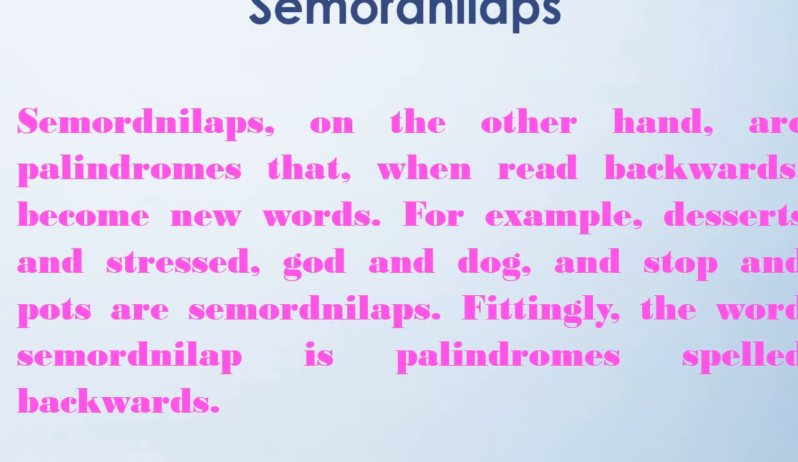And here we come to semordnilaps. Semordnilaps are the palindromes that, when read backwards, become new words. For example, deserts and stressed, god and dog, stop and pots. Fittingly, the word semordnilap is palindromes spelled backwards.